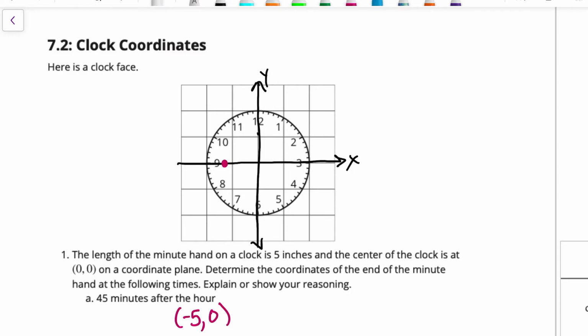So then we're going to look at 10 minutes after the hour. Well, 10 minutes after the hour would be at the 2 o'clock hour. And so we are looking at that angle would be pi over 6, right? Because that is 15 degrees, or, I'm sorry, 30 degrees away.